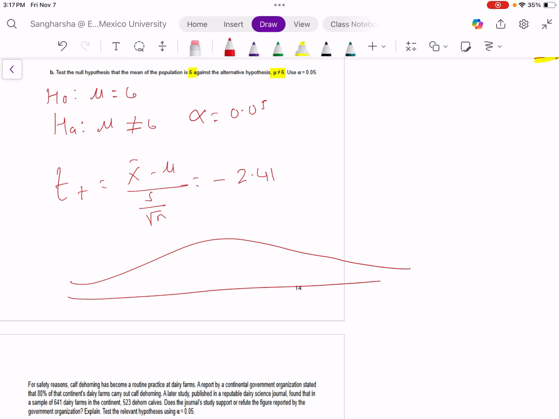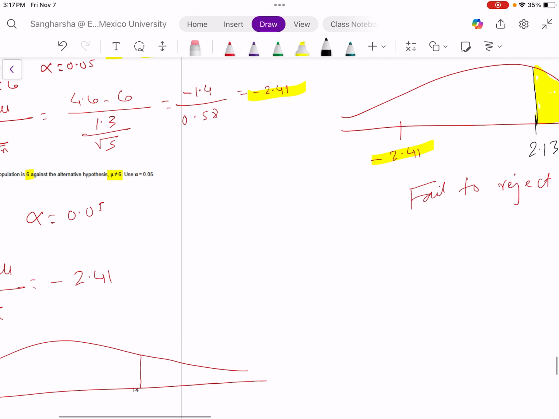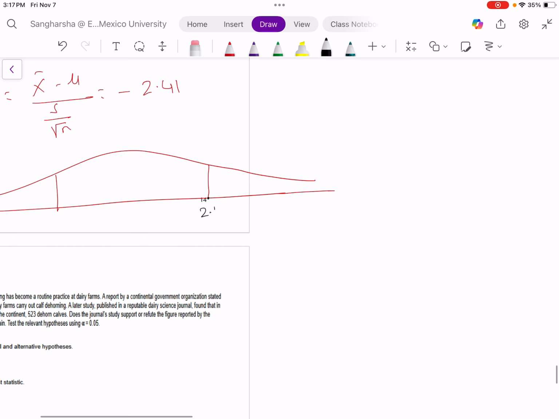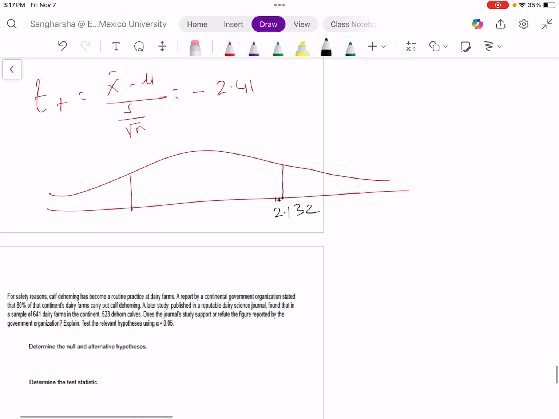So let's draw our rejection region. Since this is a two-tailed test, we have critical values of 2.132 and negative 2.132. So if our test statistic is here or here, then we reject our null hypothesis.